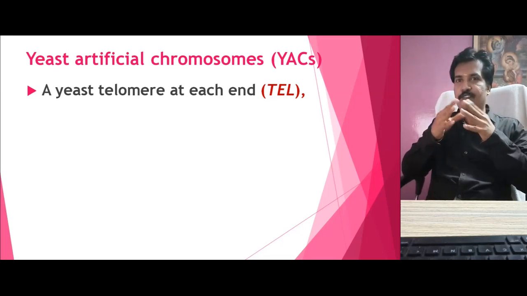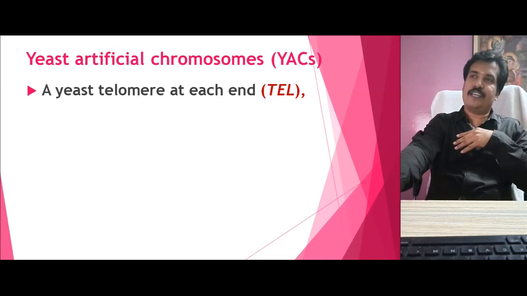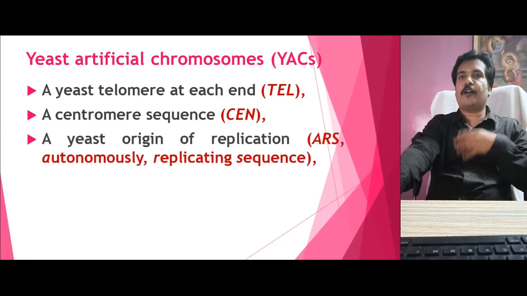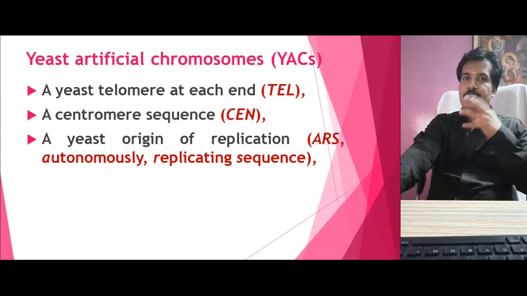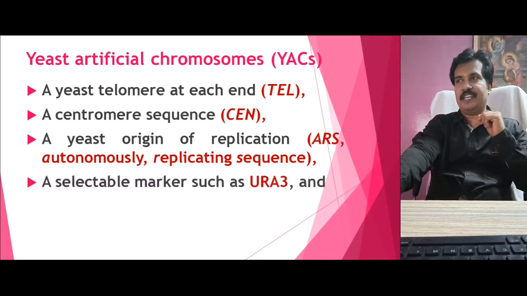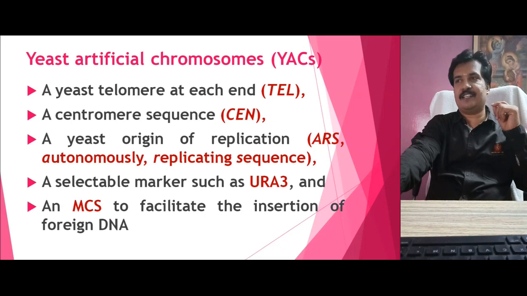What are the key features? It carries the yeast telomere site. Second, it carries a centromere sequence, that is CEN. Then it carries an autonomously replicating sequence, that is ARS. Then it carries a selectable marker, that is URA3, and it carries a multiple cloning site in which various foreign DNA can be easily inserted.